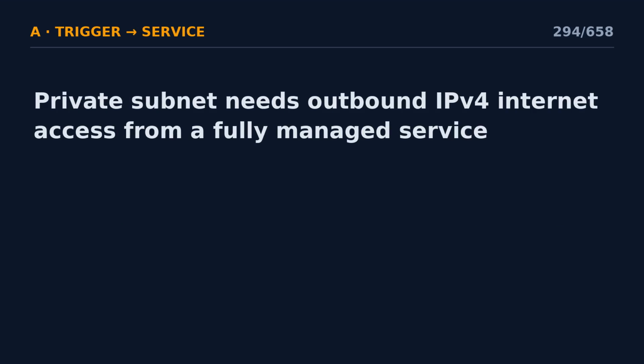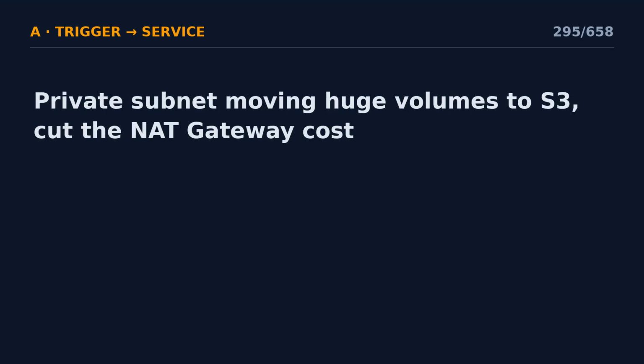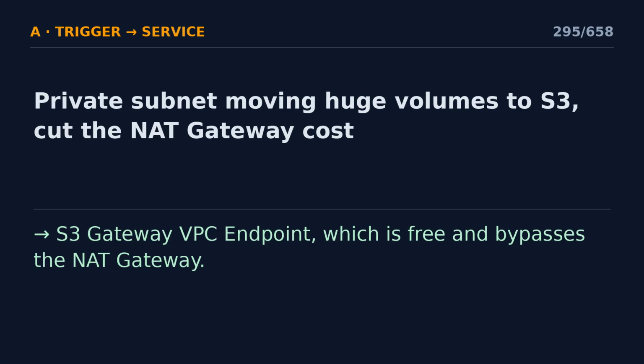Private subnet needs outbound IPv4 internet access from a fully managed service. Answer: NAT Gateway. Private subnet moving huge volumes to S3, cut the NAT gateway cost. Answer: S3 Gateway VPC endpoint, which is free and bypasses the NAT gateway.